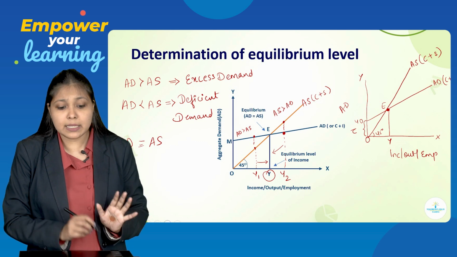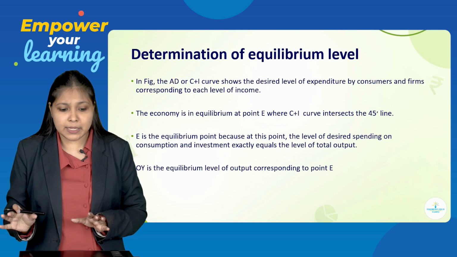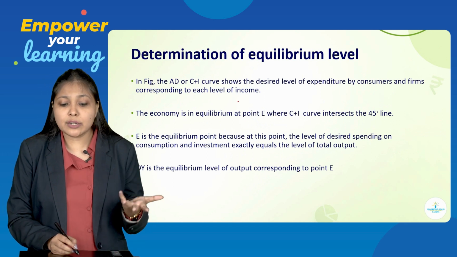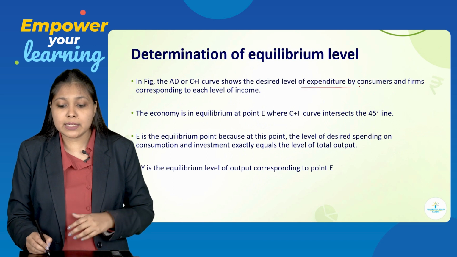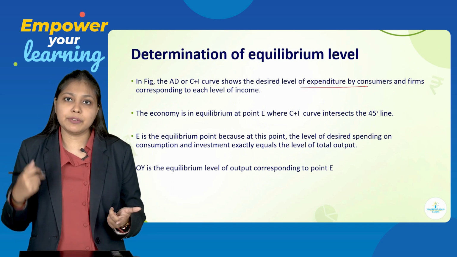Very simple diagram. Then comes your diagram explanation. So in the figure, the AD or C plus I curve shows the desired level of expenditure by consumers and firms corresponding to each level of income.